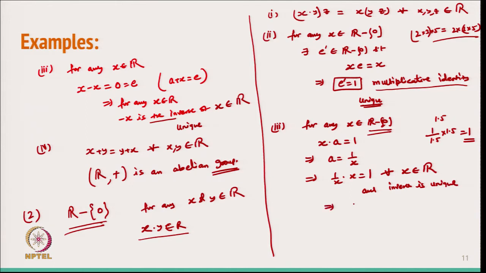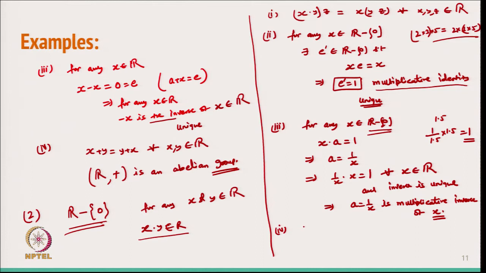And from here I can say that A is equal to 1 by x, so it is the multiplicative inverse of x, and also it is unique. And then we define the next one, the fourth one.